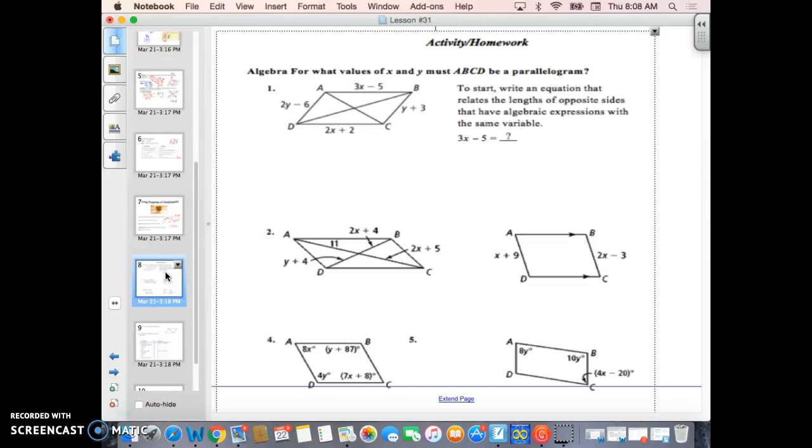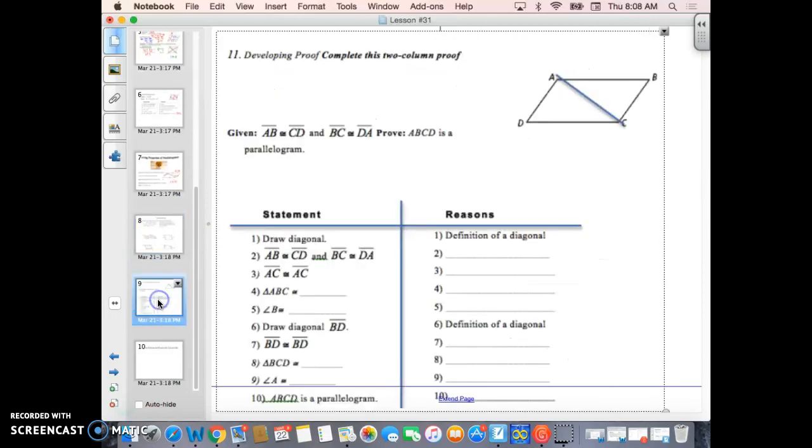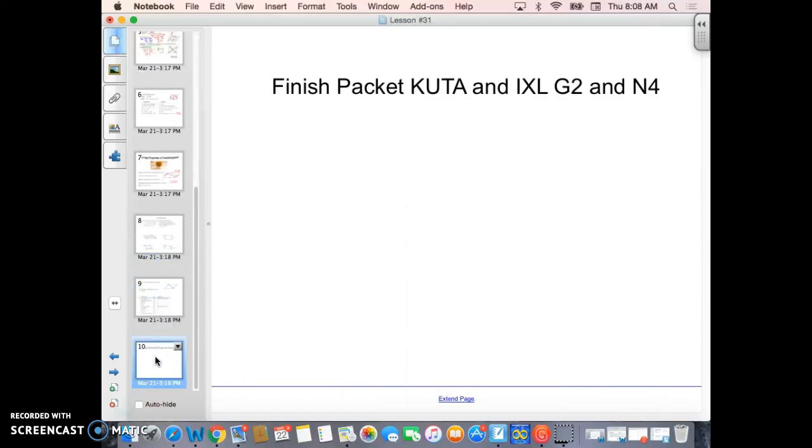All right. So this is your classwork for right now. Go ahead and try this. And you also have some extra practice problems. Here's another example of the proof. And then to finish up, you need to finish your packet. There's an extra practice, and you've got G2 and N4 now on IXL to work on. And any questions you have about your homework, let me know and we can work it out. Or I can give you my answer key.